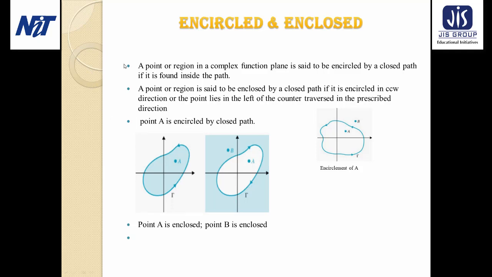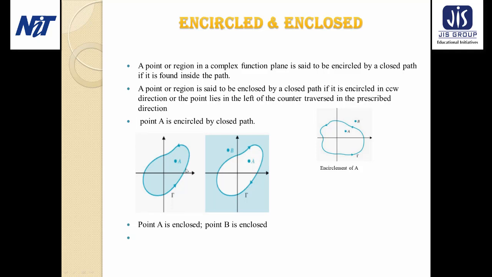So a point or a region is said to be enclosed by a closed path if it is encircled in the counterclockwise direction, or the point lies to the left of the contour traversed in the prescribed direction. So here we can see that this is a contour and point A is located within this contour, or to the left of this contour in the counterclockwise direction.